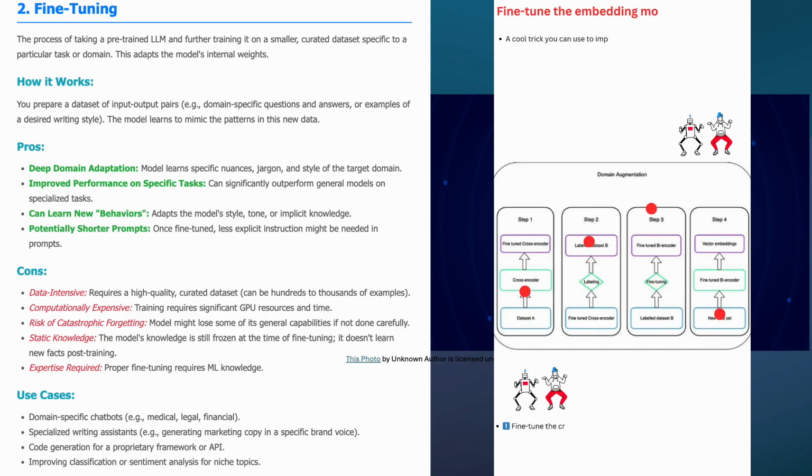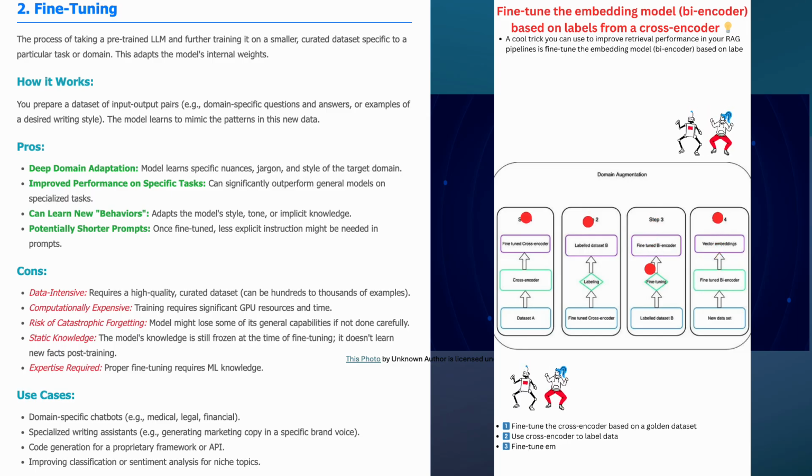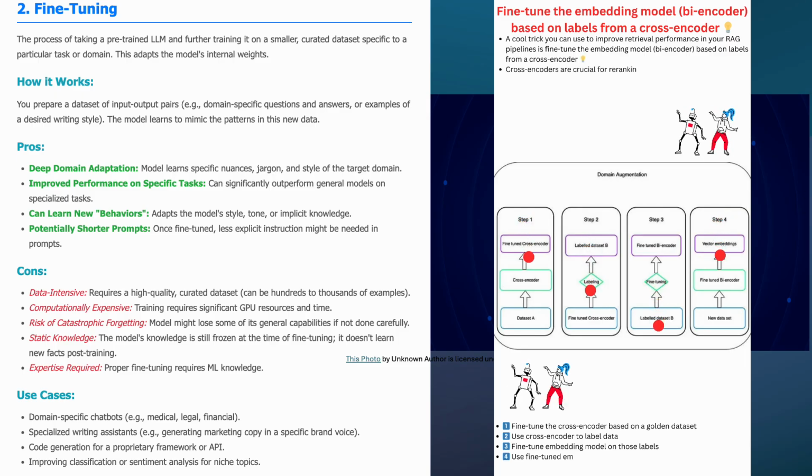Fine-tuning. Next, let's discuss fine-tuning. This technique takes us a step further in customizing an LLM. Fine-tuning is the process of taking a pre-trained LLM and further training it, but this time on a smaller, curated dataset that is specific to a particular task or domain. The key here is that this process actually adapts the model's internal weights or parameters.